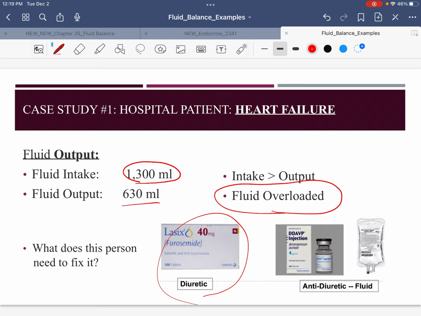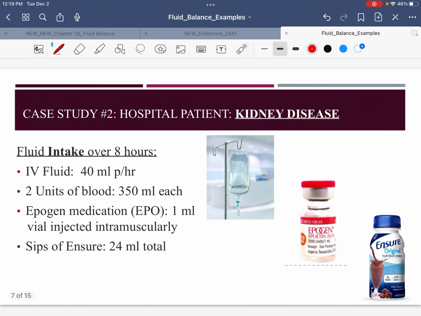So again, I'm not going to ask you to do this, but this fluid balance business is so important. Heart problems can lead to a fluid imbalance, and it can lead to real problems. Kidney disease can obviously lead to kidney problems. So again, this is just an example. I would not ask you to do this. Someone is in a hospital.